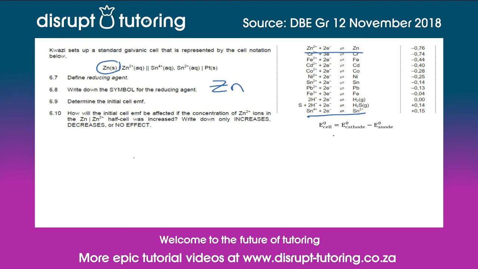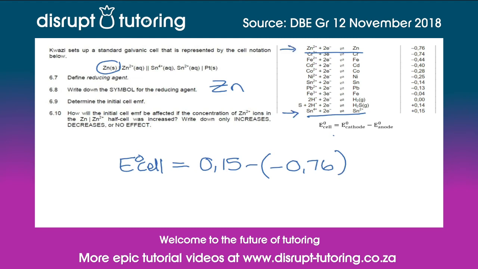So that means that the cell EMF is equal to 0.15 minus 0.76. Okay, so this is the reduction half reaction, and this is the oxidation half reaction occurring at the cathode and the anode respectively. And that gives us a cell EMF of 0.91 volts.